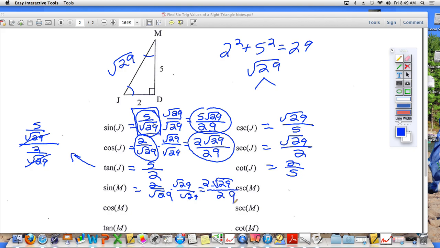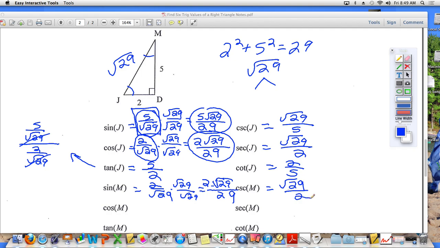Let's jump over here and do cosecant right away. Cosecant is the reciprocal of sine. This would be a good time to go back to what you originally came up with before you rationalized. Flip this, you end up with the square root of 29 over 2.